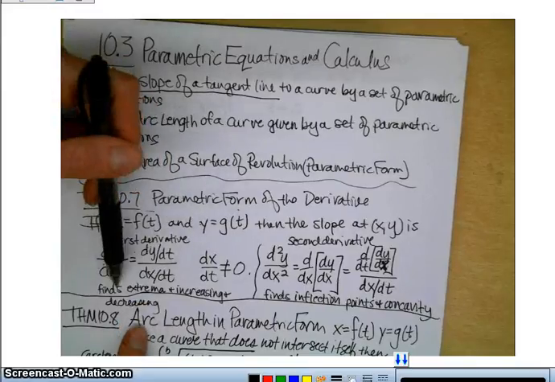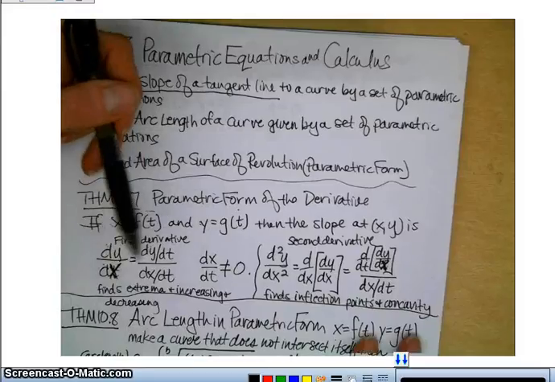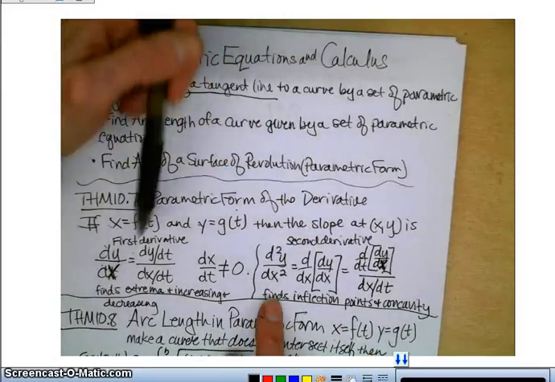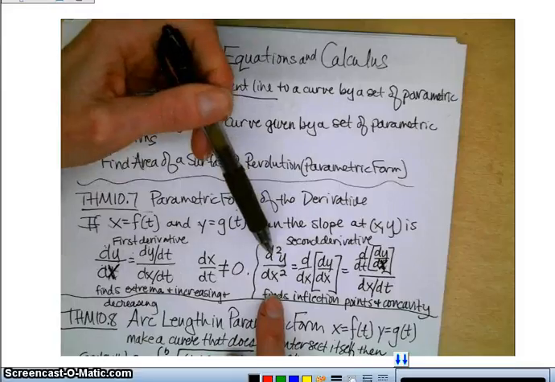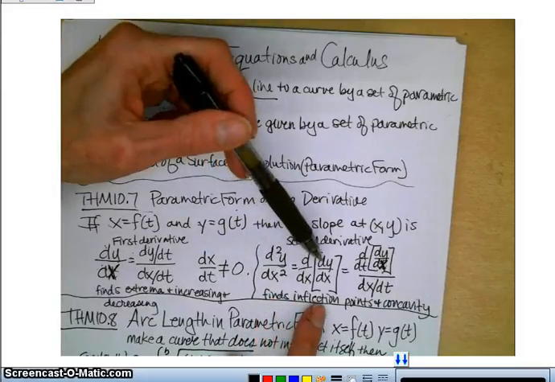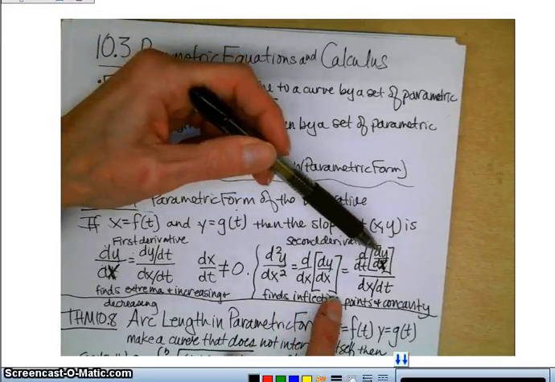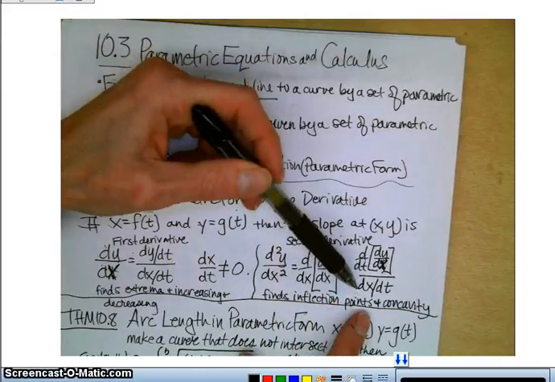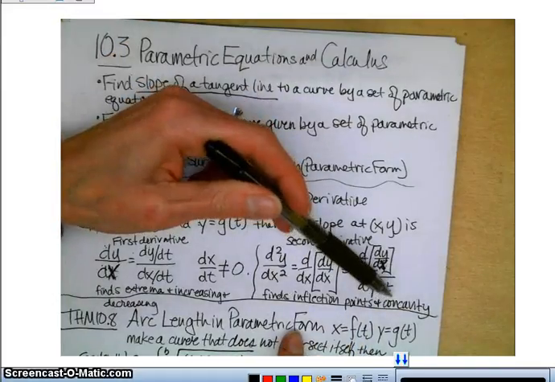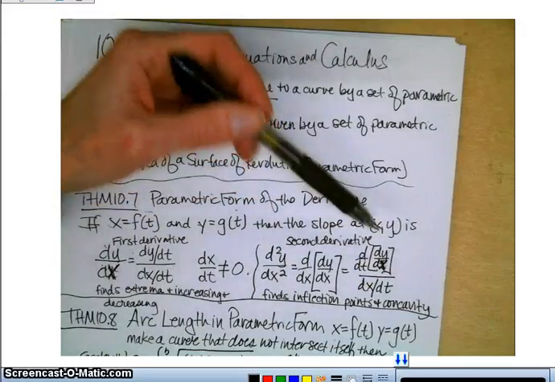The first derivative finds extrema, maximums, minimums, increasing and decreasing. That's just a review. To find the second derivative, I just use this formula again. The second derivative, d2y over dx2, is the derivative of the derivative on top, divided by dx over dt. The second derivative finds inflection points, and the sign of the second derivative tells you concave up or down.